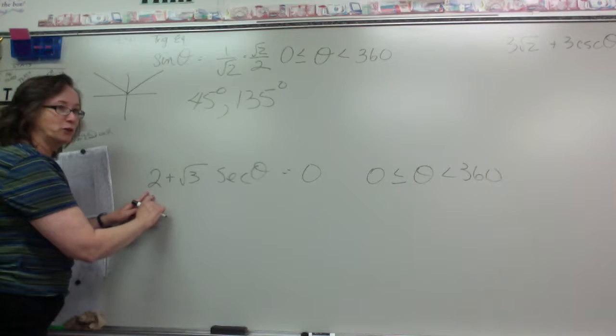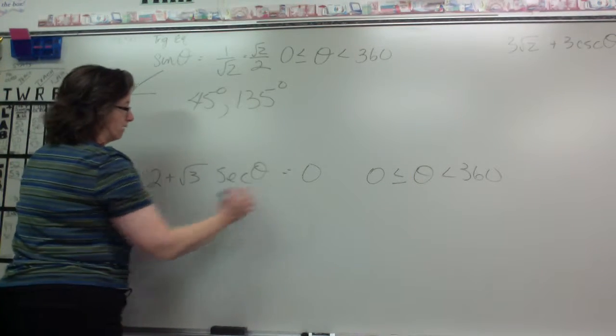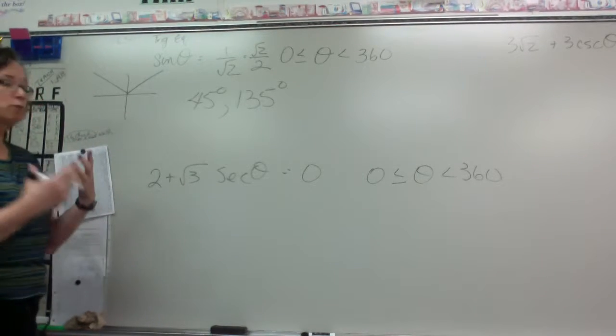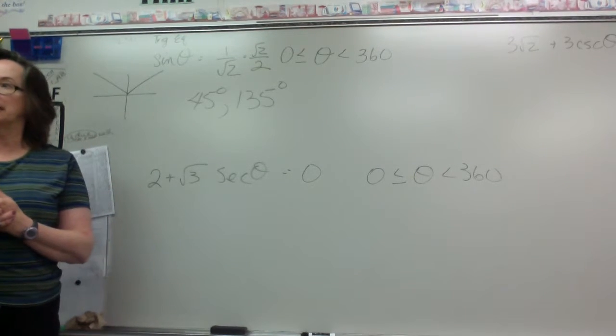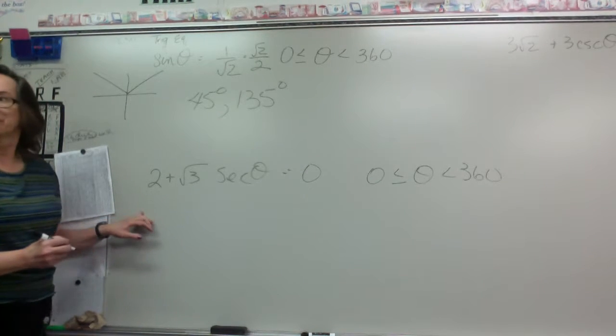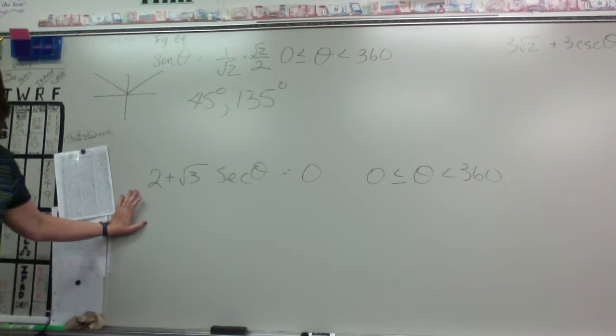We've got 2 plus the square root of 3 secant theta is 0. I need to get my secant theta by itself. David, what would be my first step on getting my secant theta by itself? Robbie, what would be my first step on getting my secant theta by itself?